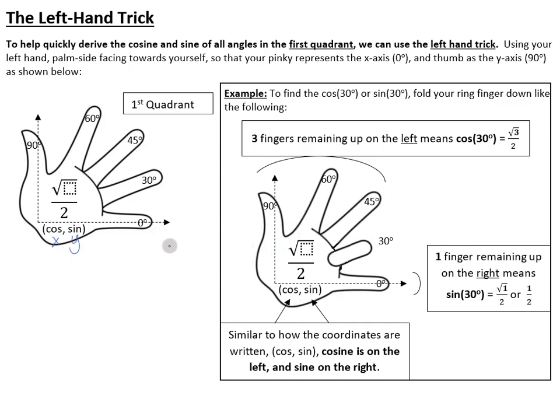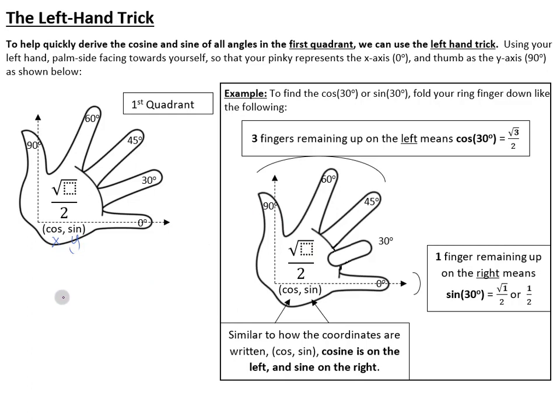So try this out. What if I wanted to find the cosine of 90 degrees? Cosine would be your thumb, and if you fold your thumb down, how many fingers remain up on the left-hand side, which is where cosine is? That is 0, so we put a 0 in here. I'd get square root of 0 over 2, which is 0 over 2, or 0. Now, for the sine of 90 degrees, how many fingers are left up on the right? 4. Again, you get square root of 4 over 2, which is 2 over 2, or 1.